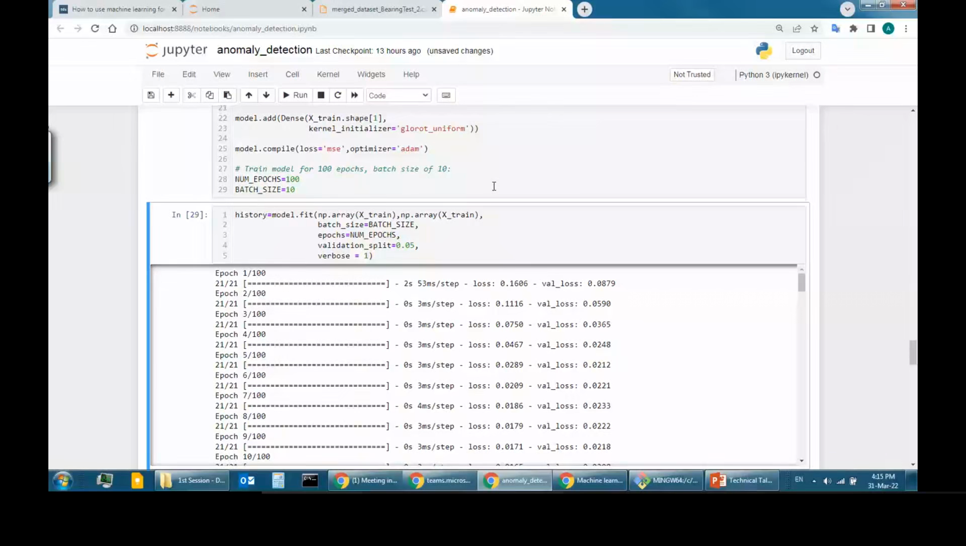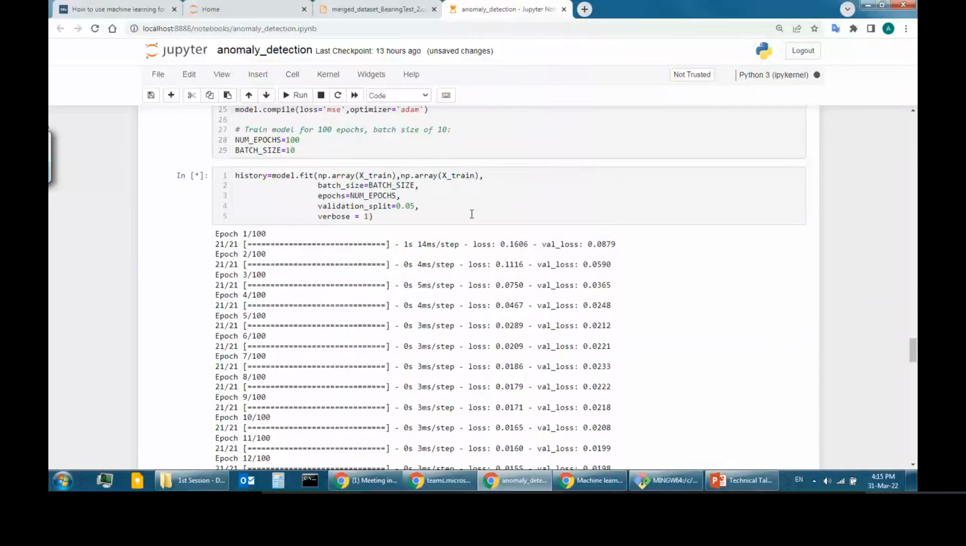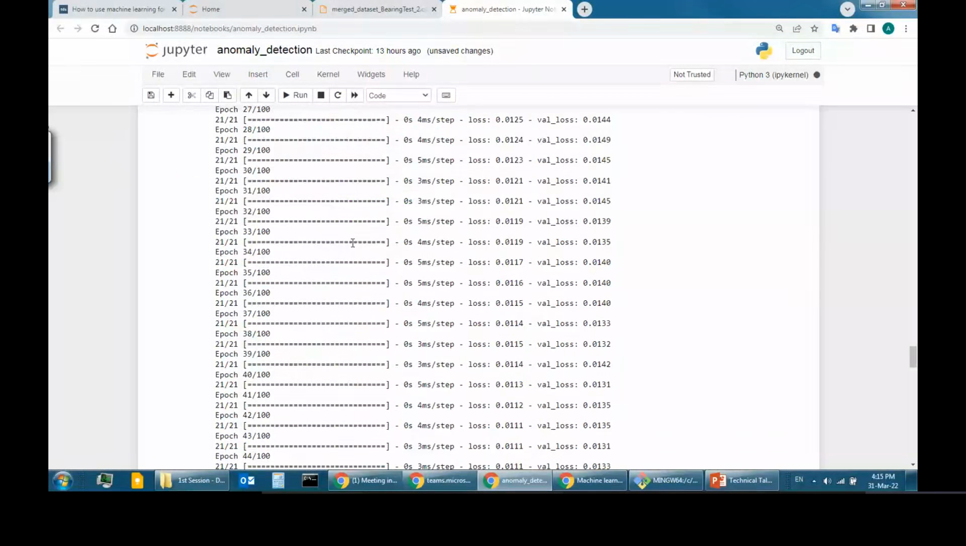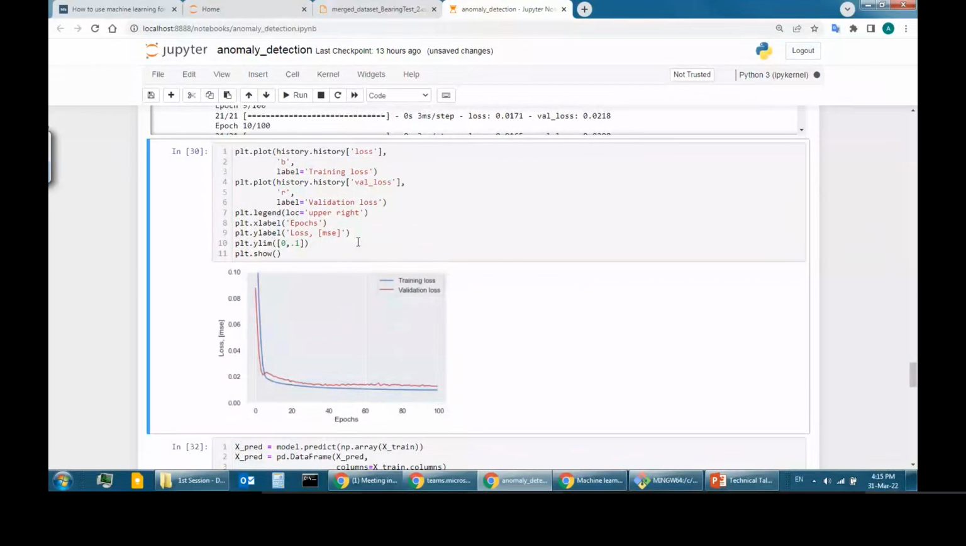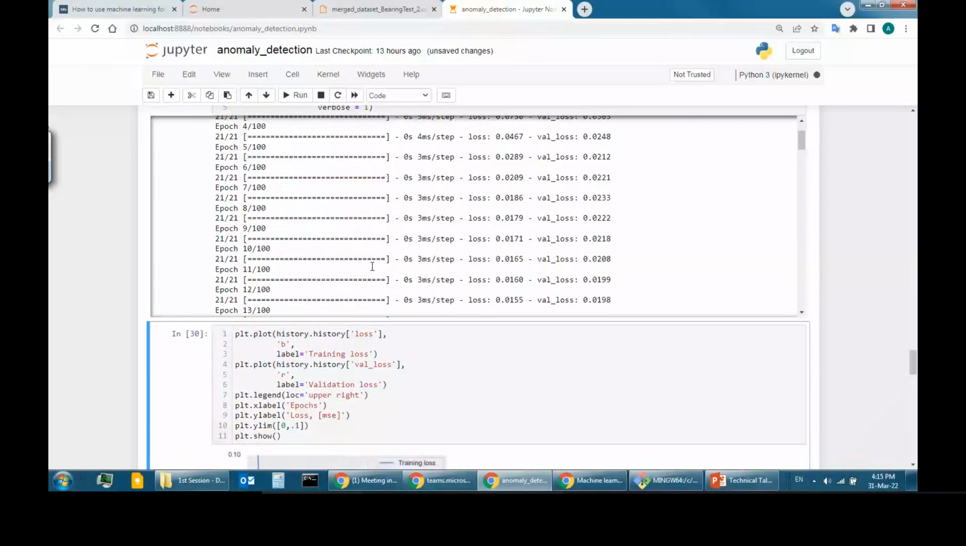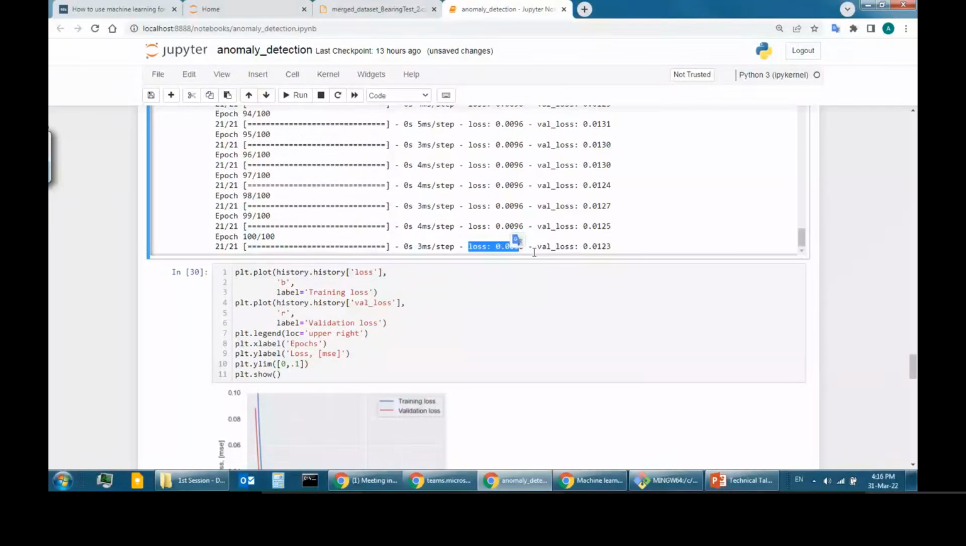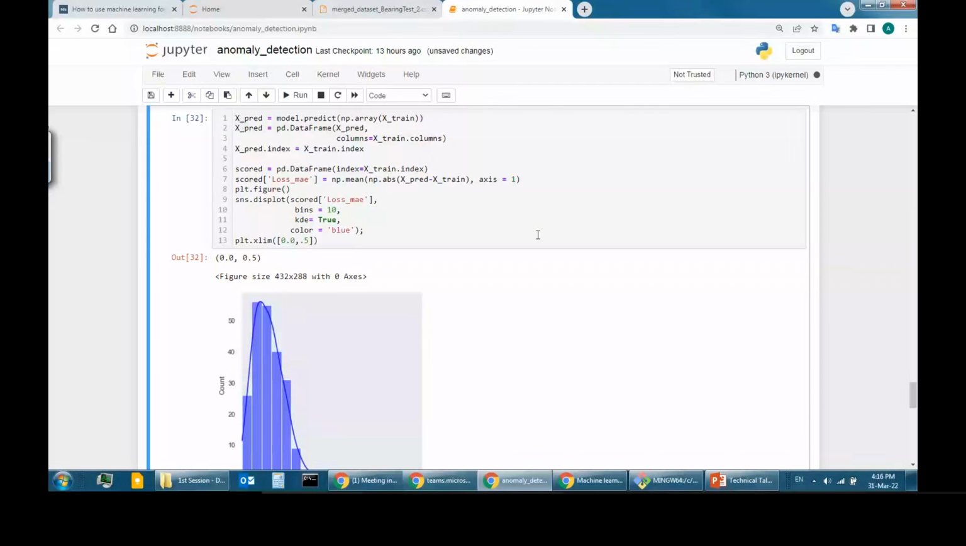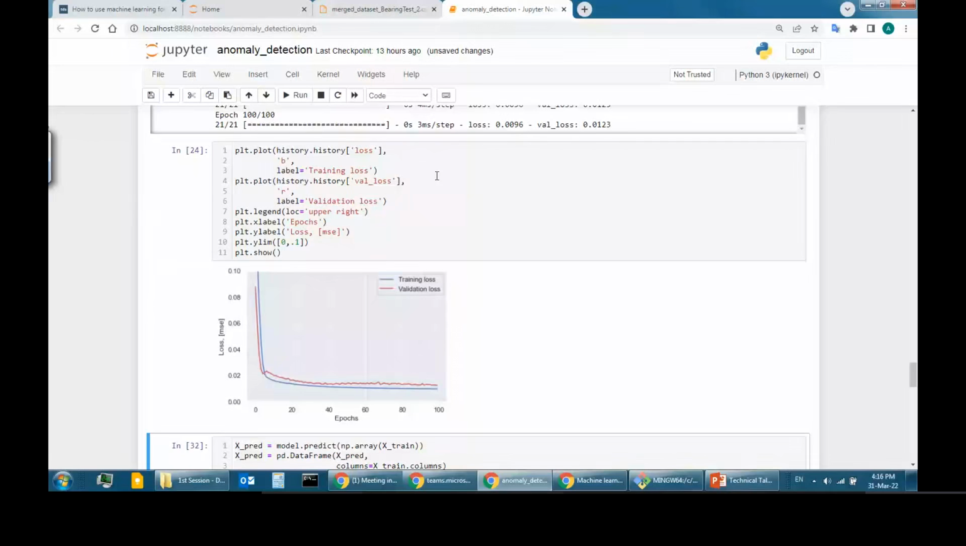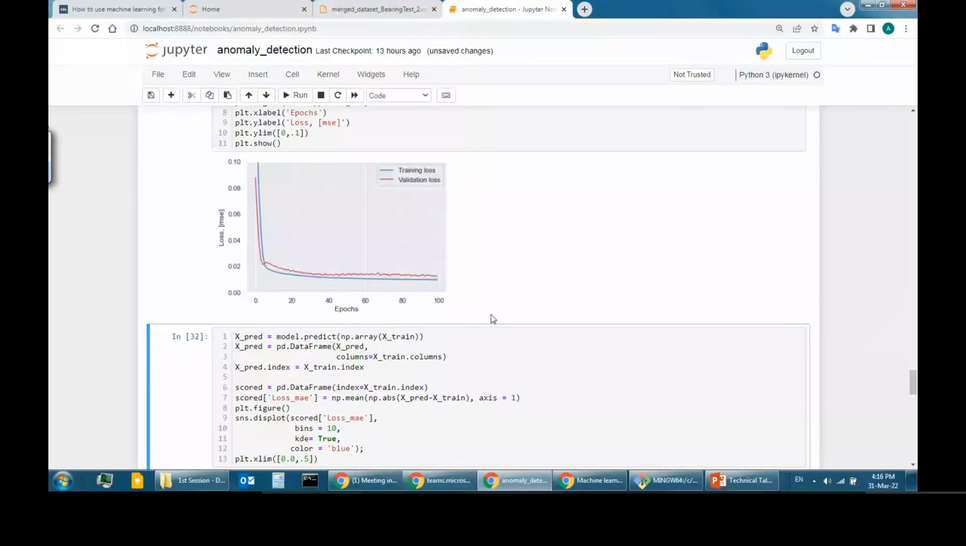It will take a lot of time, but here it is very fast. So each epoch takes a little bit of time. At the end, we have already reached 100 epochs, and we get a very, very small loss. Then this is a visualization of how the training went. This is showing the loss decreasing with the epochs. And this is a distribution of the normal.